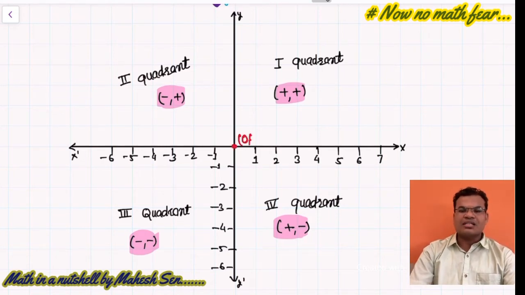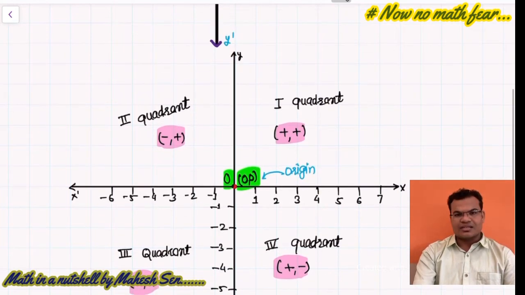After this, as I told you just now, the intersecting point of the x and y axes always has coordinates 0, 0, and it is denoted by capital O or the symbol O.